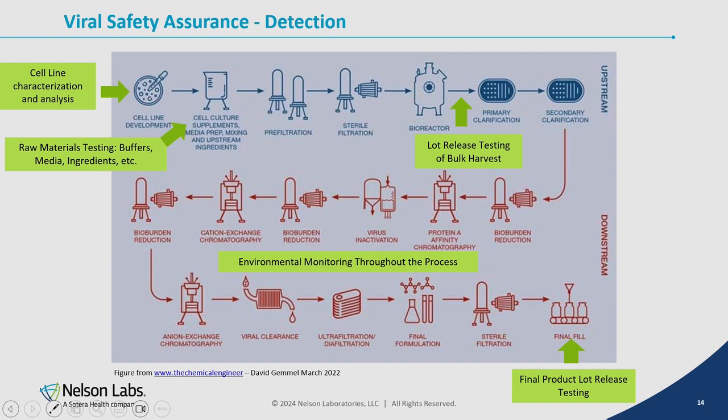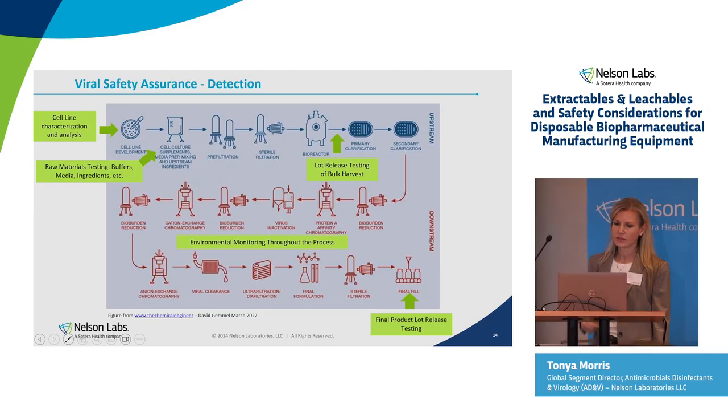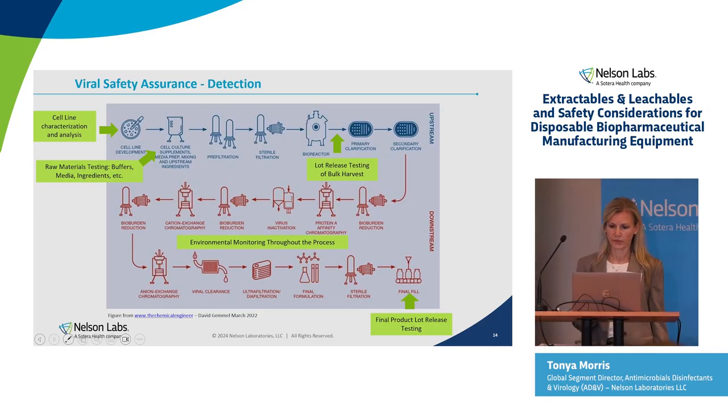at whether you have viruses within the system, to be preventative: your cell line characterization, your raw materials, your lot release of bulk harvest prior to purification, and then environmental monitoring throughout the process, and then your final product lot release. You will notice that there are two virus clearance or inactivation steps within the process as well. There's an inactivation step up above, and then there's a viral clearance step down below.